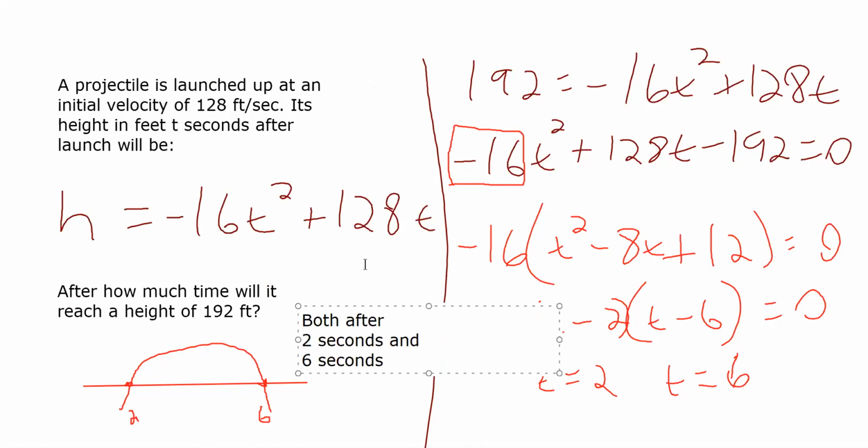After 2 seconds and 6 seconds. That's actually really interesting as to why parabolas can have 2 solutions like that, why they can cross the x-axis twice. And so, yeah, that's the answer here. They're both perfectly valid.